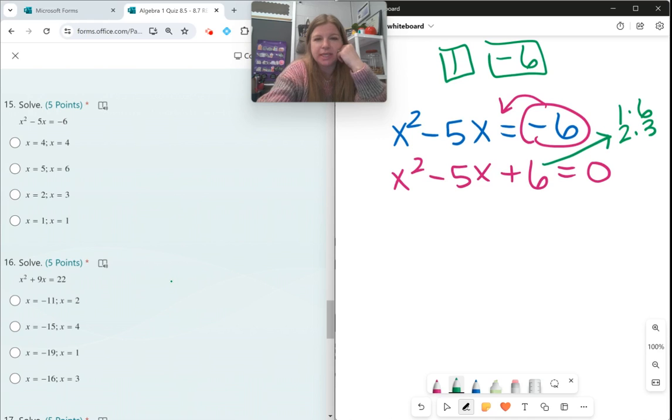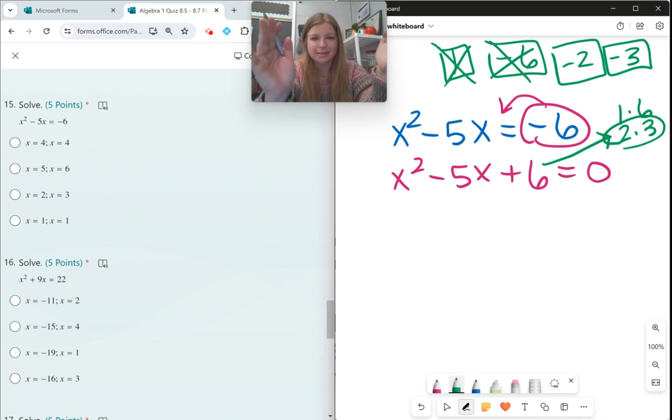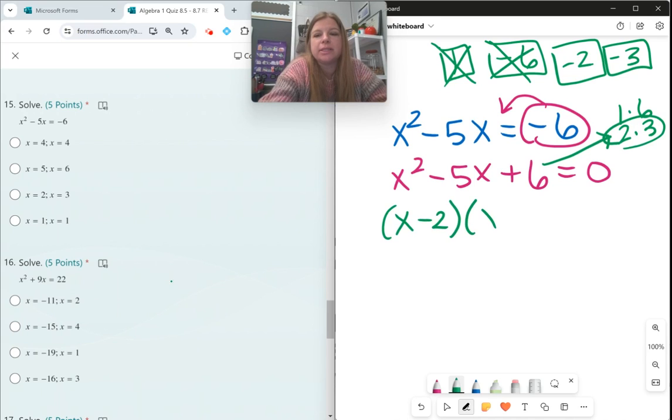Do you get positive 6? No. So 1 and -6 don't work. What about 2 and 3? What kind of 2 and 3 do you need to get a -5? Both negative. And what happens when you multiply both negatives? Do you get a positive? Yes. So sometimes we just have to be a little extra careful with our signs.